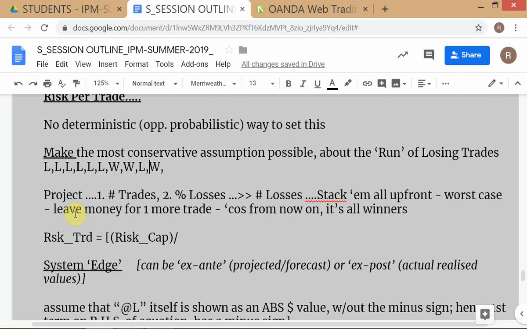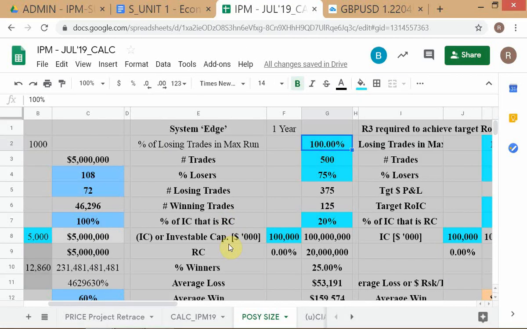Okay, so therefore discipline is also very important in the psychological aspect. That's why I've asked you to read that book, The Disciplined Trader by Mark Douglas, which you can find online. Actually, you get the PDF online. Very important book. Okay, so are you following what we are doing so far?